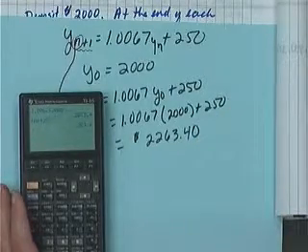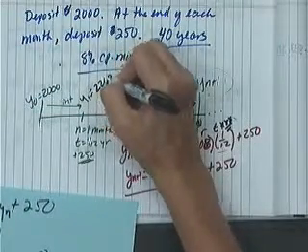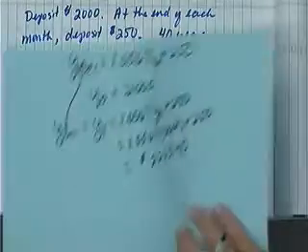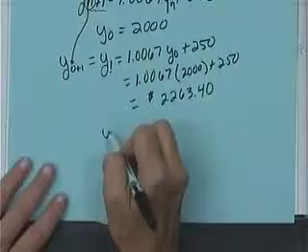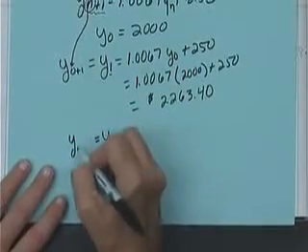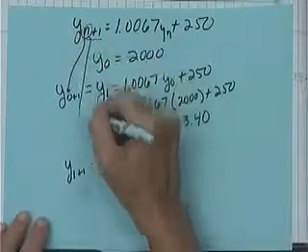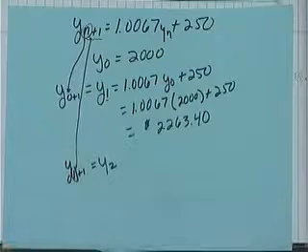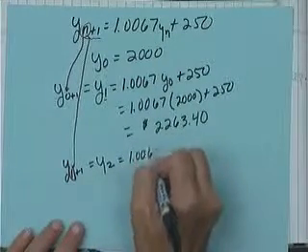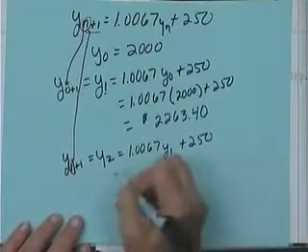Make it dollars and cents. Okay, so y sub 1 is 2263.40. And let's just go one more step. Y sub 2, to make it fit the formula, would be y sub 1 plus 1. So n is going to be matching up to that 1 right there. So we will have 1.0067 y sub 1 plus 250.